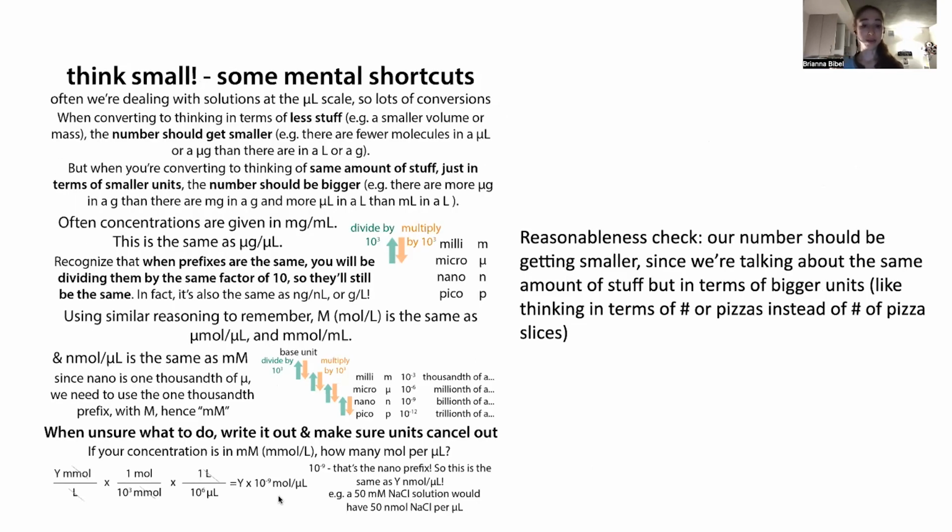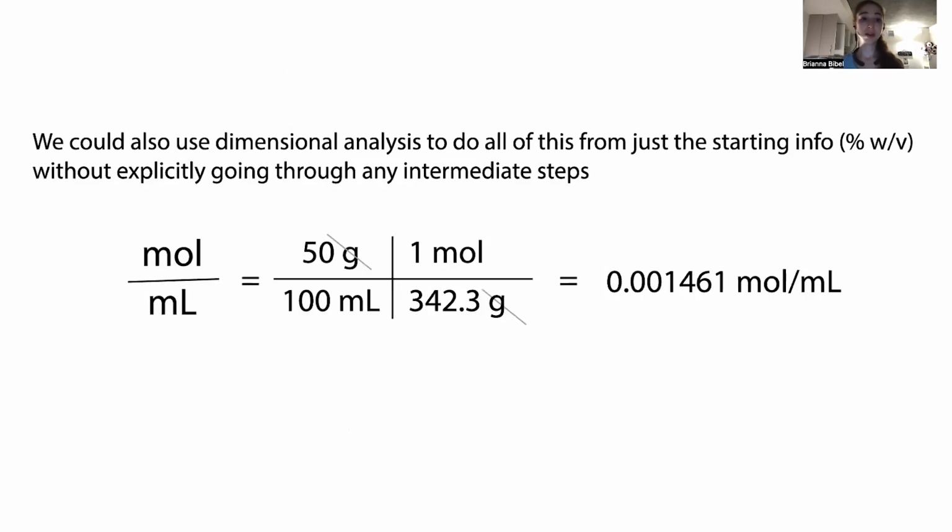Similarly, a reasonableness check: as we just talked about, our number should be getting smaller because we're talking about the same amount of stuff, but in terms of bigger units. And as we just saw, we got a smaller number, so that all checks out. We can also use dimensional analysis to do all of this from the starting info, the weight per volume percentage, without going through any intermediate steps.